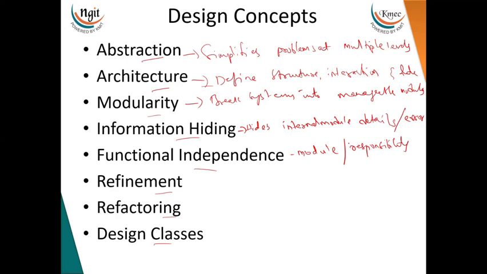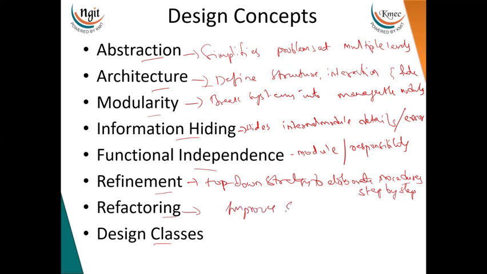Then the refinement. Refinement is the top-down strategy to elaborate procedures step by step. Then it's refactoring. What is refactoring? It improves the structure without affecting the functionality.